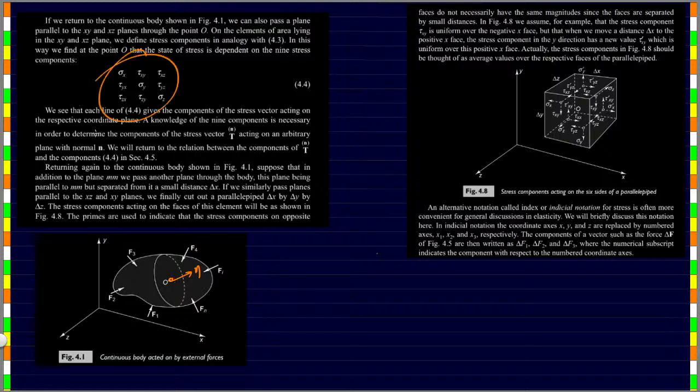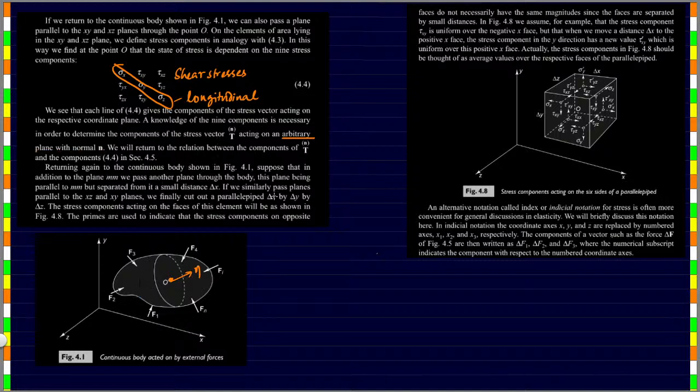So we can see that there are a total of 9 stress components. Acting on these diagonals, we can see that these are longitudinal stresses, and all the remaining stresses are shear stresses. Knowing the values of all these stress components is necessary in order to find the stress vector which is acting on this arbitrary plane, the normal of which is n.